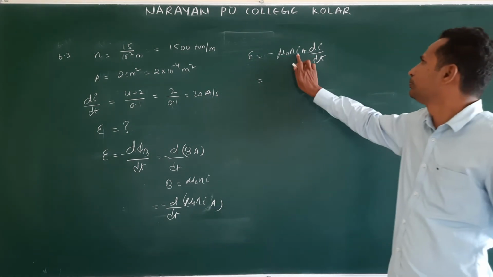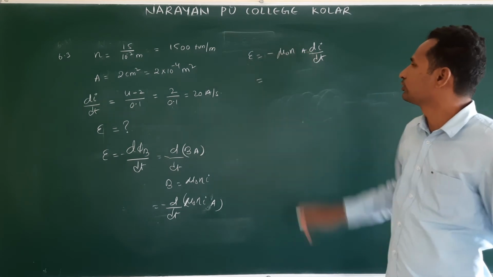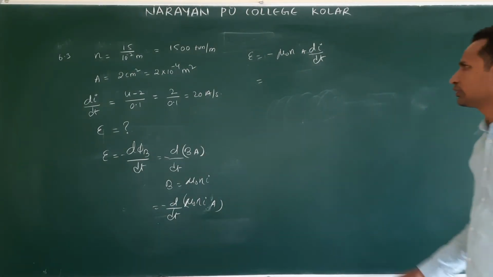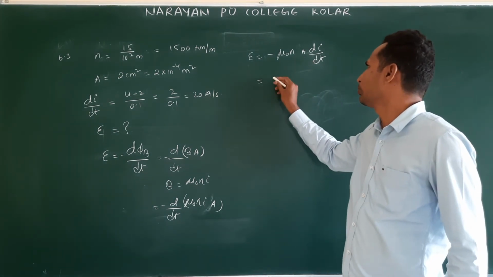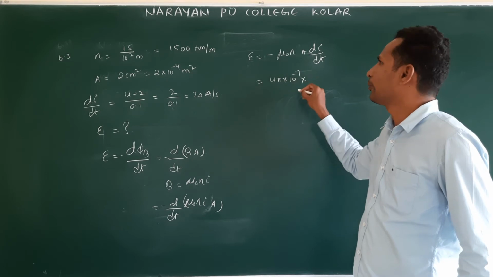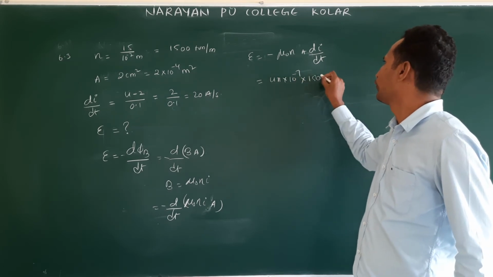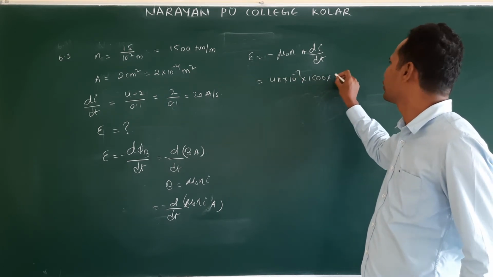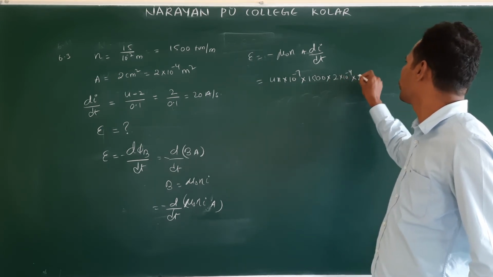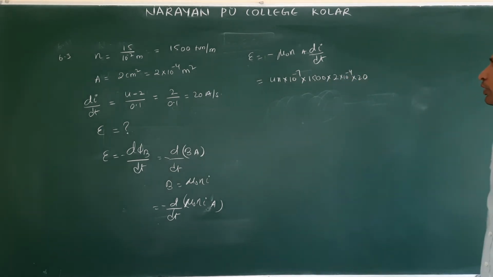Now I have written this again: current final minus initial. Now substitute the values. Mu naught is 4 pi into 10 power minus 7. Number of turns per unit length is 1500. Area is 2 into 10 power minus 4. Change in current is 20.